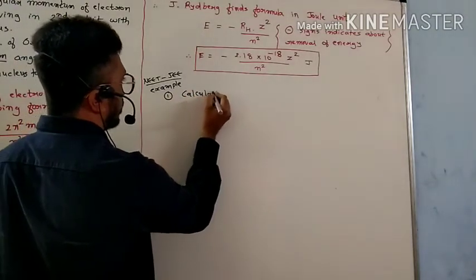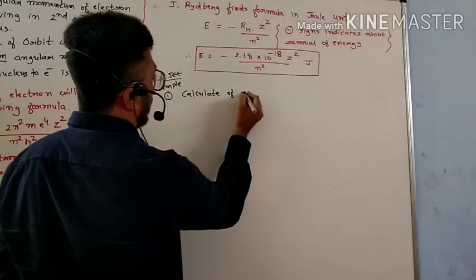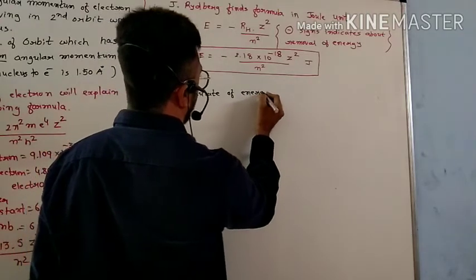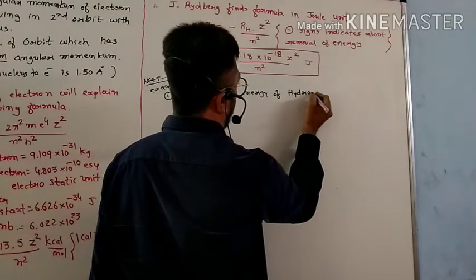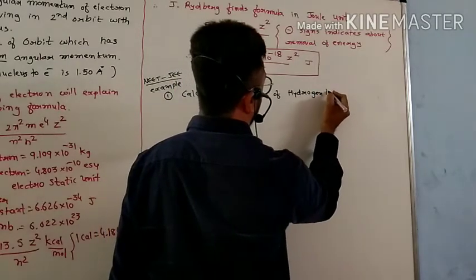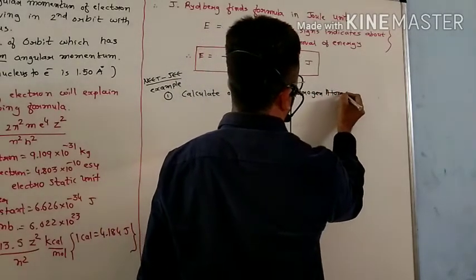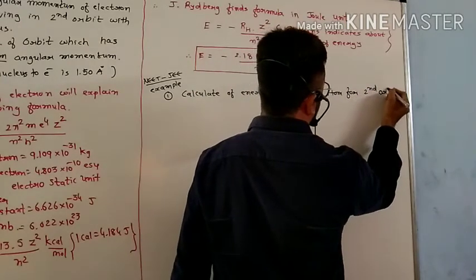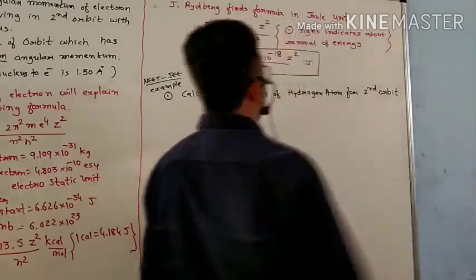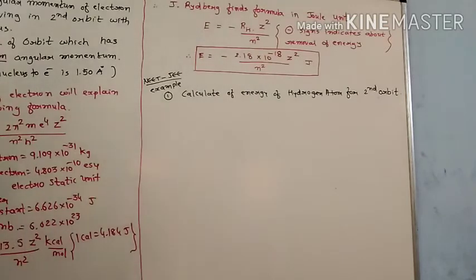Calculate the energy of a hydrogen atom for the second orbit. We have to calculate the energy of a hydrogen atom for the second orbit.